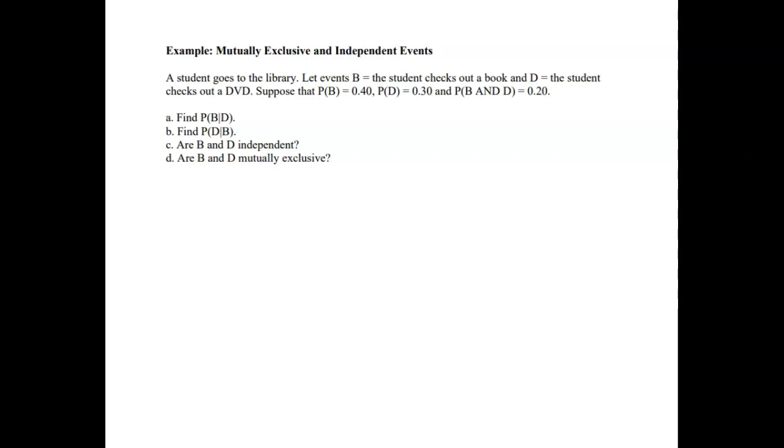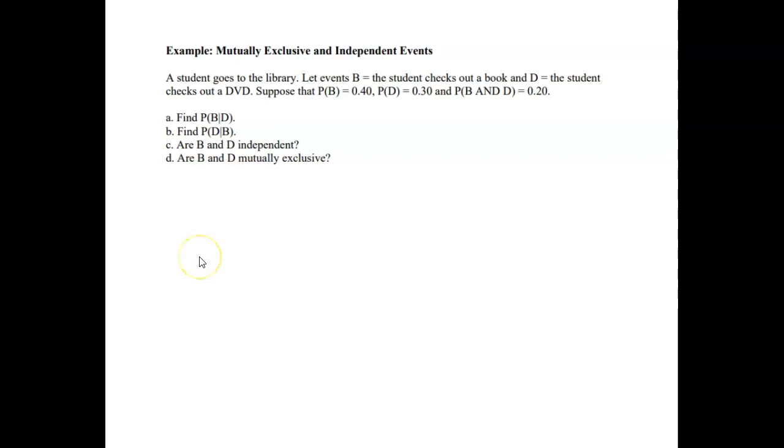All right, let's look at this example. A student goes to the library. Let event B be that the student checks out a book, and D, the student checks out a DVD. Suppose the probability of B happening is 0.4, and the probability of D happening is 0.3, and the probability of B and D happening is 0.2.